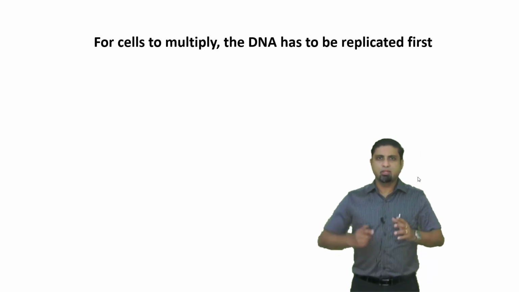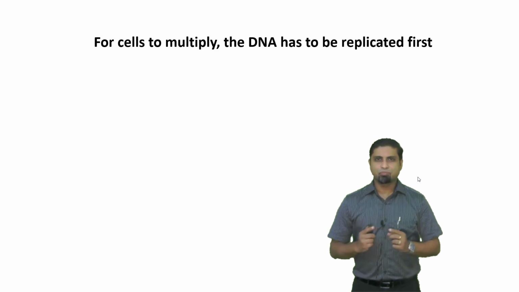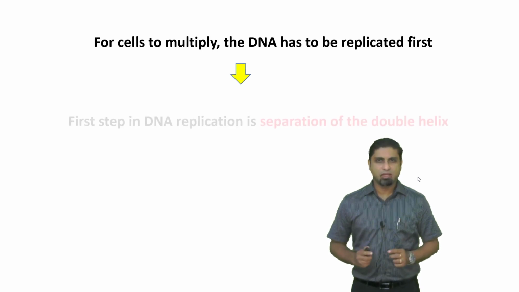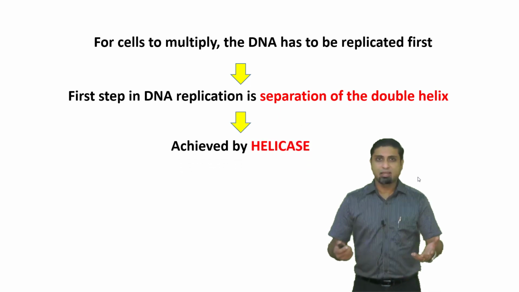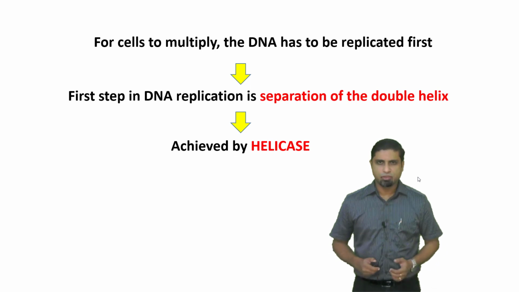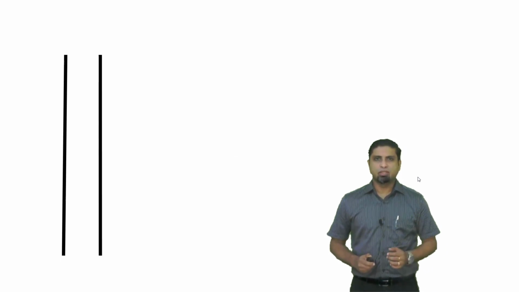And the first step in DNA replication is the separation of the two strands that make up the DNA. Now, this is achieved by the enzyme helicase, whichever way you want to pronounce it. Now, this is a schematic diagram of DNA. You can see the two strands, and these two strands have to be separated, and this is done by helicase.